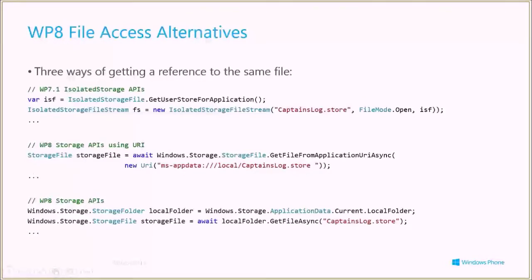In the Windows Phone 8, you use different ones. You just create a storage file, and you can give it a URI, a full path, so you don't have to specify the folder because you already specified the folder in your path. Or if you don't want to use the URI, you can use the Windows Phone 8 storage APIs, where first of all you have to refer to the local folder, and then inside that local folder you refer to the storage file, which here in this example is captainslog.store. Any questions so far?